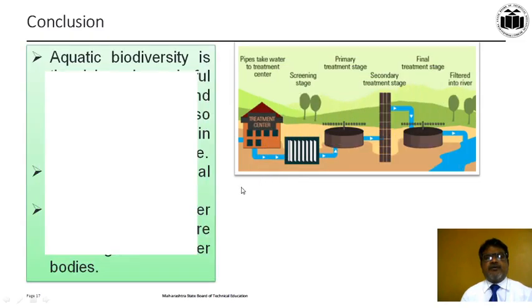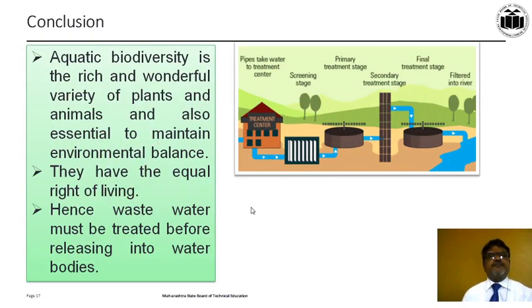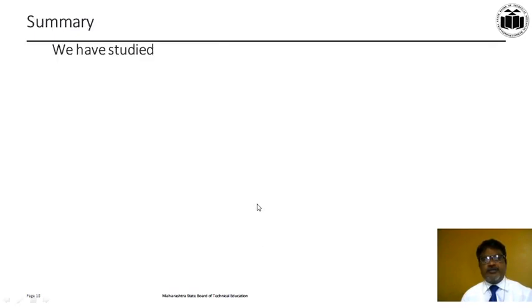Now we have the conclusion for this topic. Aquatic biodiversity is the rich and wonderful variety of plants and animals, and it is also essential to maintain the environmental balance. They have an equal right to live. Therefore, wastewater must be treated before releasing it into the water bodies.